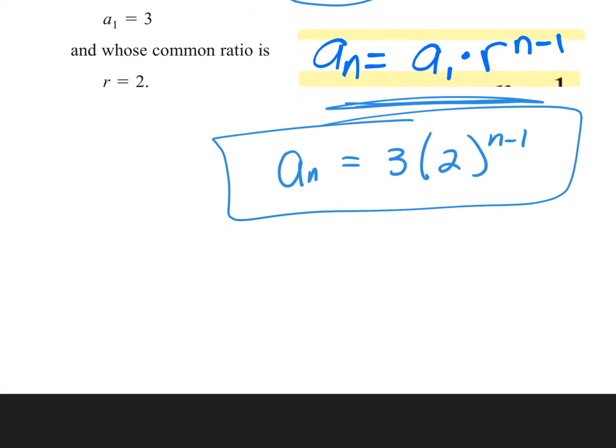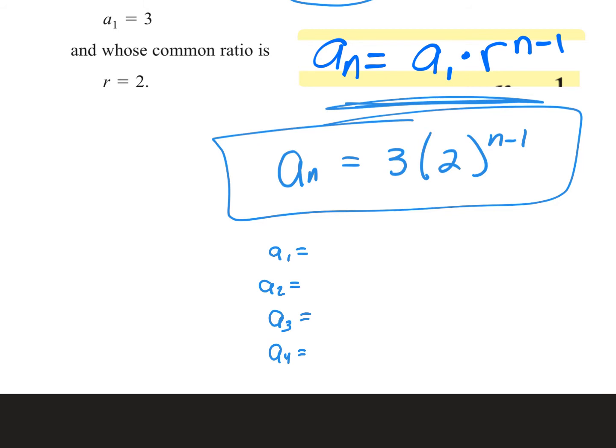So now if you wanted to find the first few terms, a sub 1, a sub 2, a sub 3, a sub 4, and so on. All right, on your quiz, you guys will have basic questions like this, and this is what I need to see.